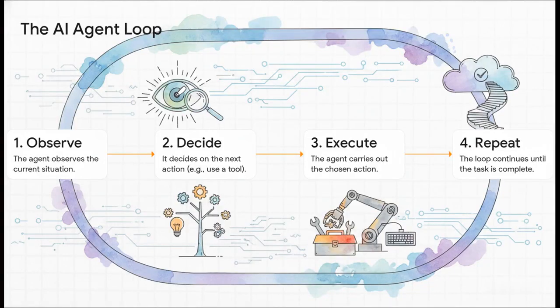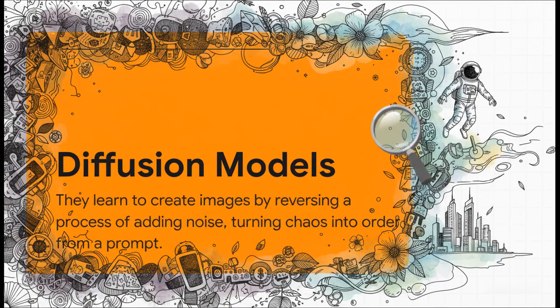An AI agent is a system that can actually do things. It uses a language model as its brain to operate in a simple loop. It observes a situation, it decides on what to do next, like search the web or use a calculator, and then it does it. It just keeps repeating that process until its main goal is finished, basically acting like an autonomous problem solver.